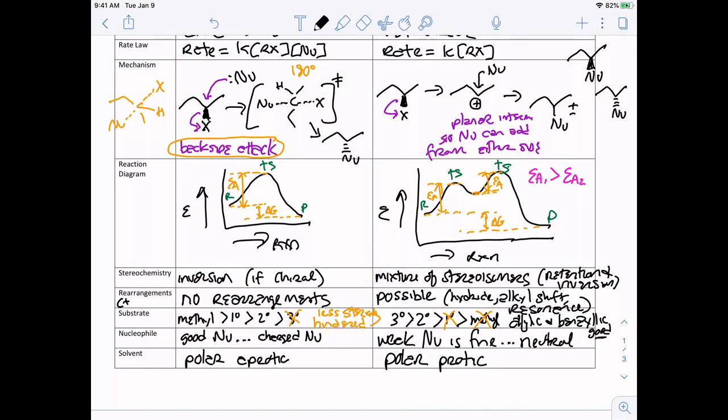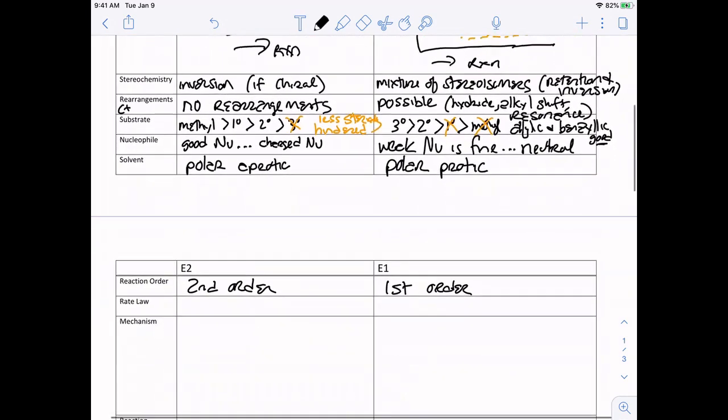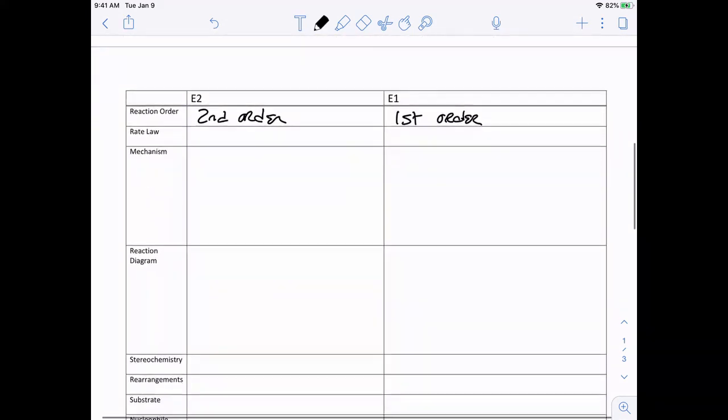So we're going to start going through the elimination portion of this. We already started filling out the order. Remember the 2 in E2 stands for bimolecular, so it's second order. The 1, first order. I did notice down here I wrote nucleophile. I'm actually going to change it to base. I learned it as nucleophile for both of them, but we are going to differentiate between a base and a nucleophile. Remember we had said the nucleophile is actually going to attack.